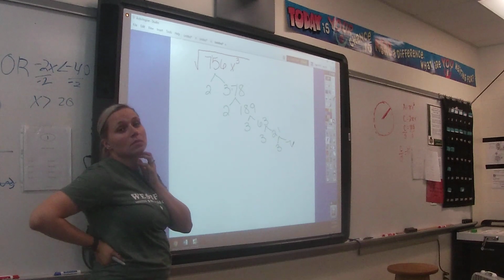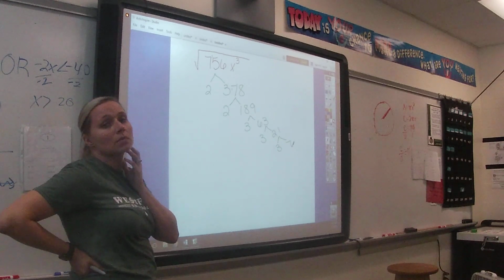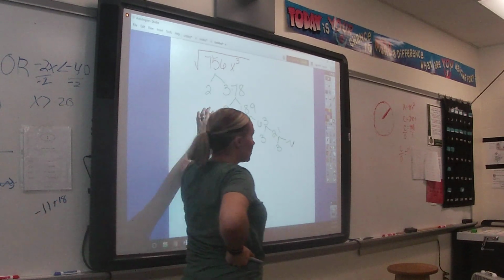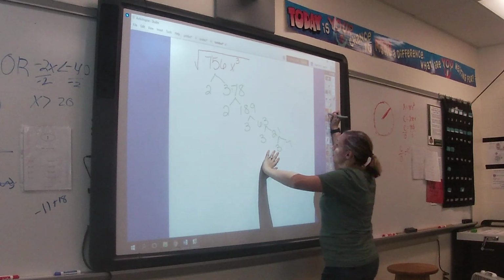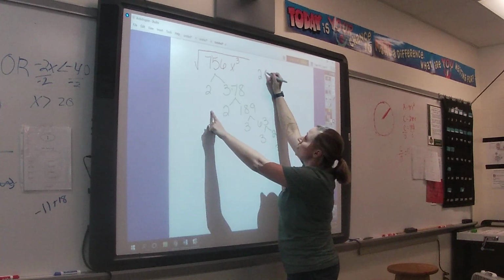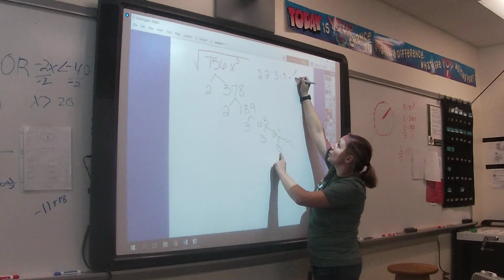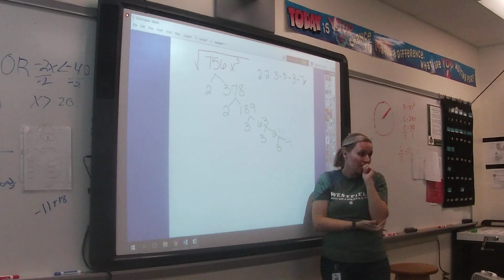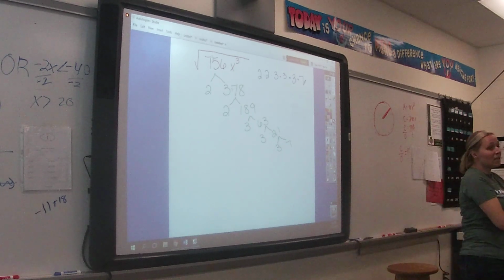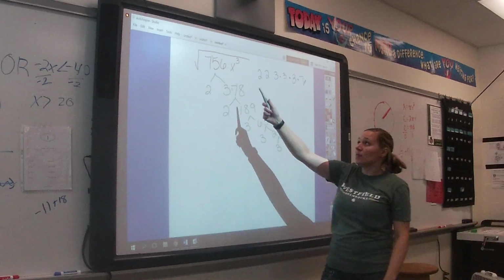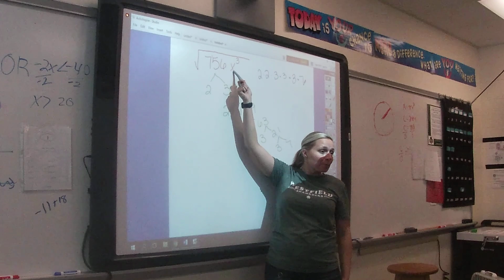So when you put it in the thingy, would you put 3 and 2 on the outside? Well, hang on, because we're not done prime factoring yet. So now we have 2 times 2 times 3 times 3 times 3 times 7. A lot of numbers. But I'm not done prime factoring because I still have the x to the third power.